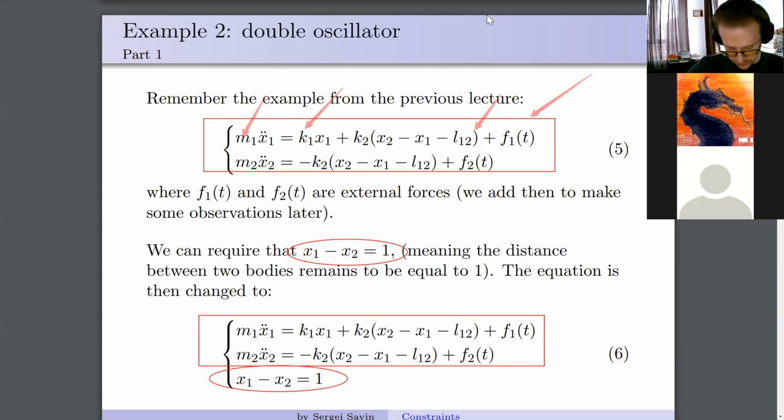Why does this expression that I boxed define a one-dimensional curve rather than a plane or something else? Can someone tell me?